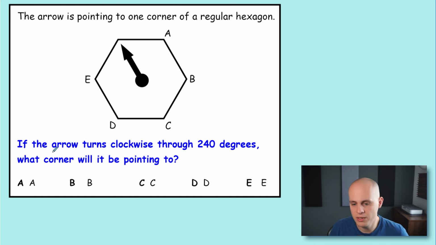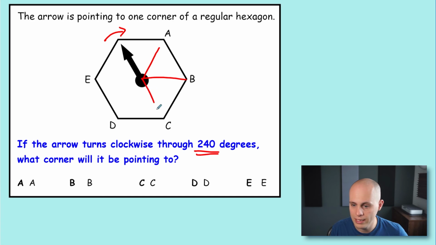I like this question because for the first time it's flipping it for us. It's giving the degrees and saying where will we end up. So if it turns clockwise, which is in this direction, through 240 degrees, what corner will it be pointing to? Now, it'd be very mean if the question gave you a number of degrees that isn't something that we're going to get when we find out what one segment is and multiply it by something. It would never do that. So let's just do what we always do.